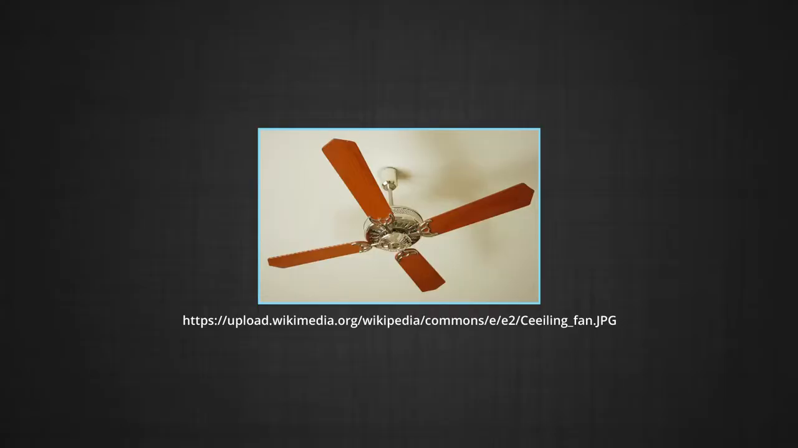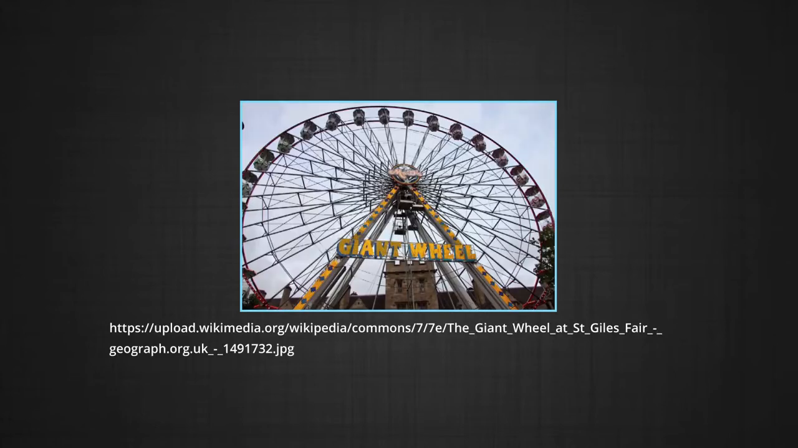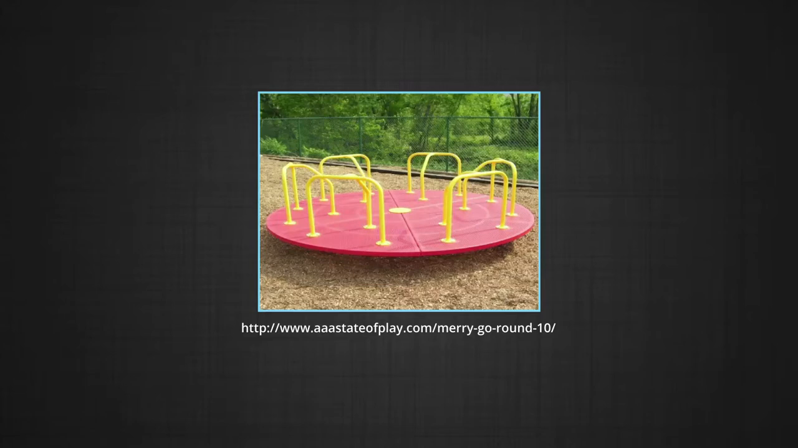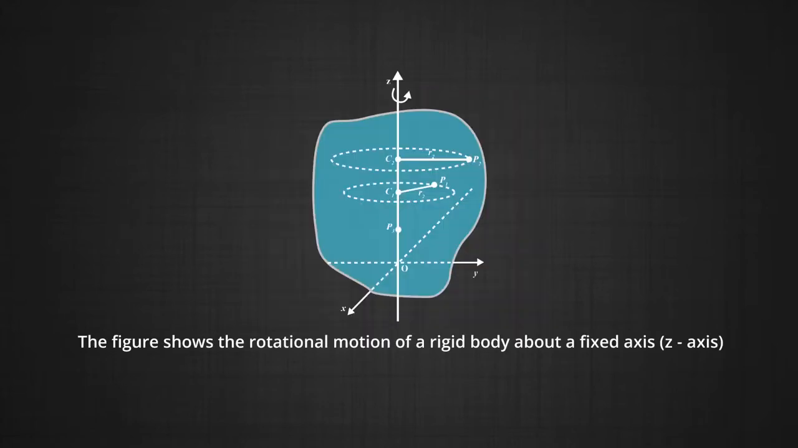If you look around, you will come across many examples of rotation about an axis. For example, a ceiling fan, a potter's wheel, a giant wheel in a fair, a merry-go-round, and so on. The figure shows here the rotational motion of a rigid body about a fixed axis. Here, the axis is taken to be the z-axis.